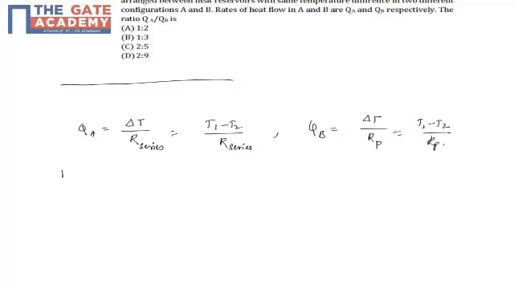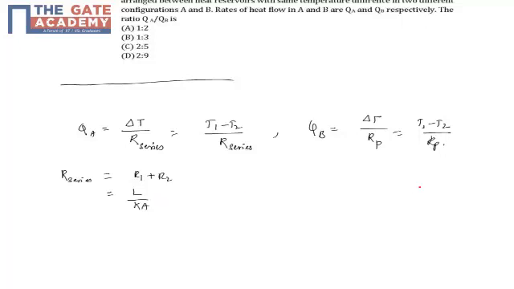When you come to these thermal circuits, in the first configuration the rods are arranged line by line, so they form a series circuit, and the total resistance is the sum of the resistances. Individual resistances are given by L by KA, L by KA for the first rod.